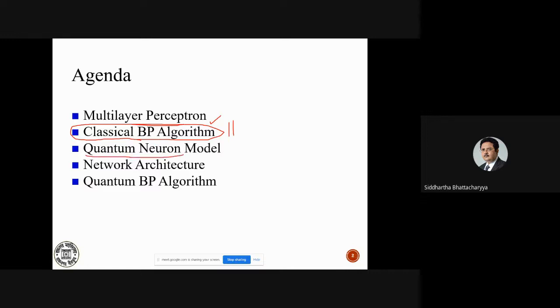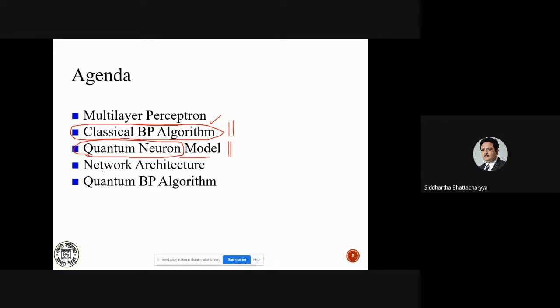Then we follow it up with a proposed quantum neuron model, just to have an idea as to how a quantum version of a neural network or a neuron can be envisaged. Although it is not the only model you can think of, and other models also exist, it is a very simple model.